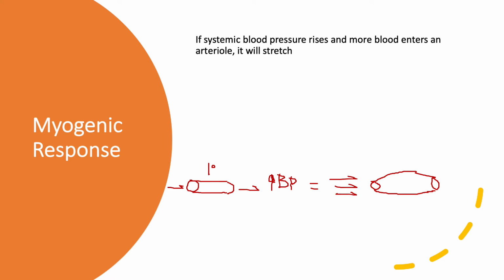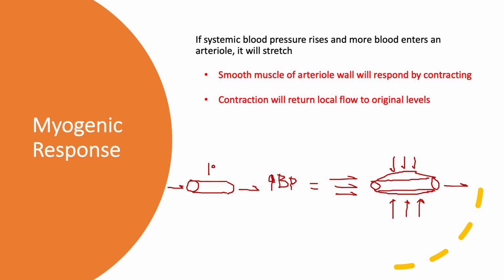And with the myogenic response, we're going to see contraction of the smooth muscle within this vessel wall in order to keep the blood flow to that tissue the way it was before this sympathetic response. So we can see that it's going to go back to its original diameter, and our blood flow rate is going to return to normal. With that stretching, the arteriole wall is going to respond by contracting, and that contraction is going to return the flow to the original levels. That's an example of the myogenic response.